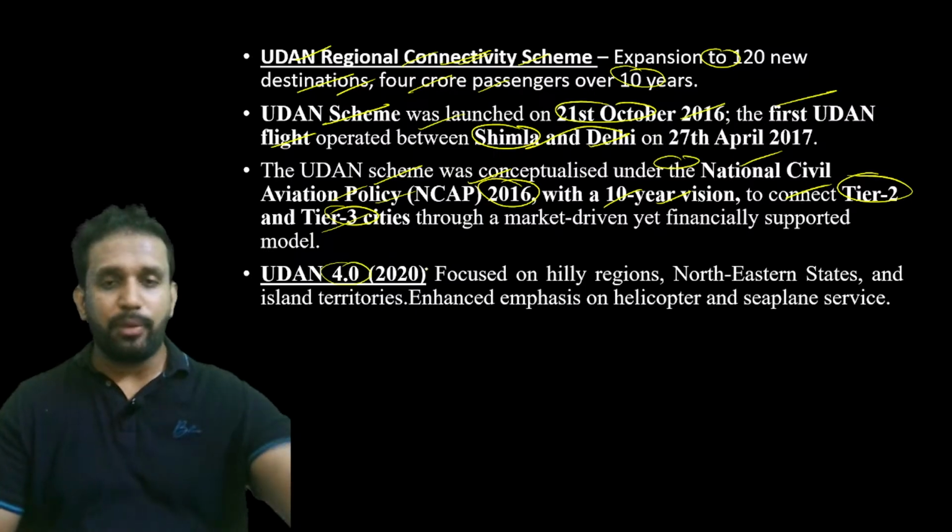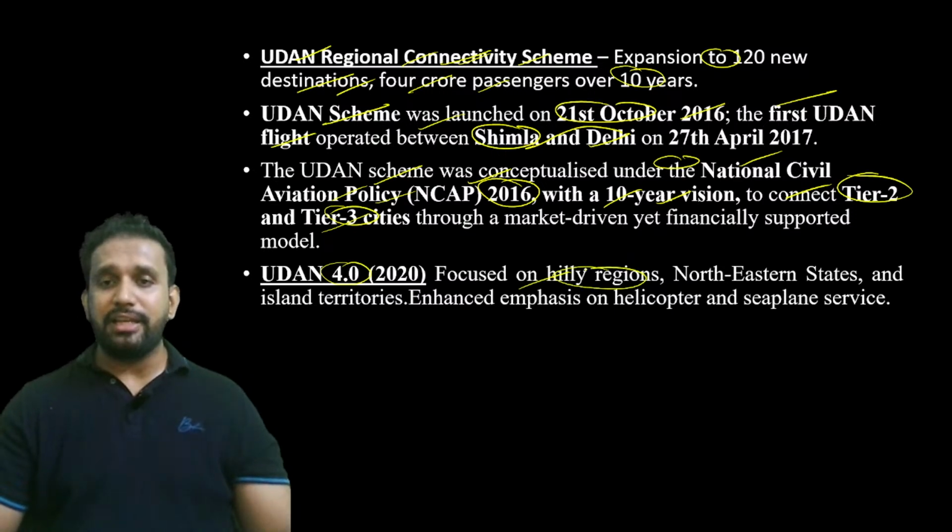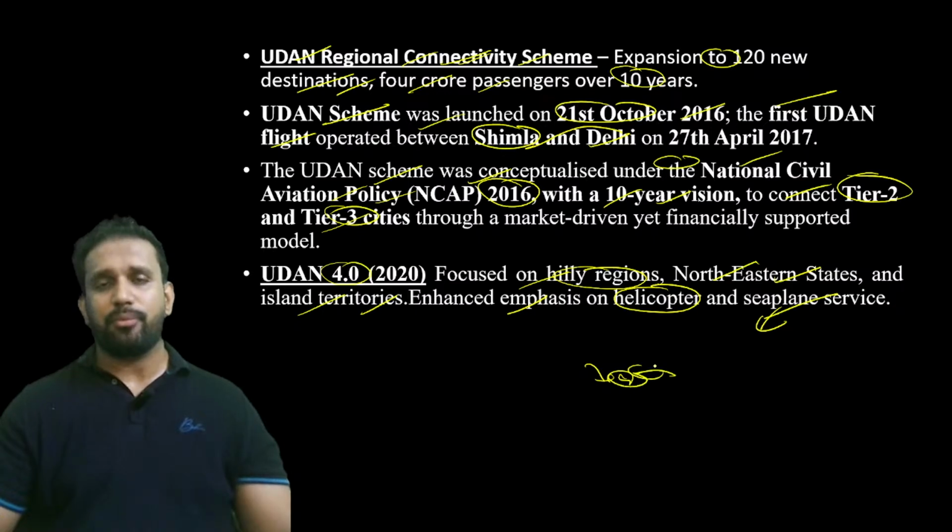Udan 4.0 is focused on hilly regions. So wherever hilly regions are there, there also we have to have airport connectivity. That is what it envisages. Northeastern states, island territories, with enhanced emphasis on helicopter and seaplane services. Seaplane services means the aircraft can land on the sea and take off from the sea. That is called seaplane services.